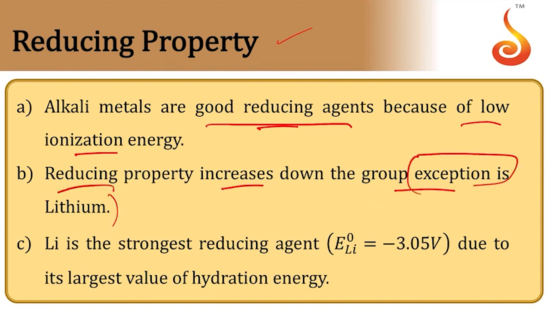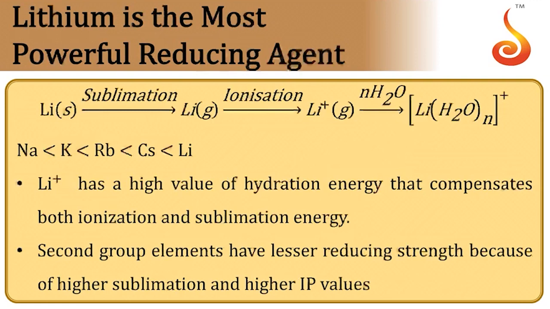And here the exception is lithium. Lithium has a higher reducing property. So lithium is the strongest reducing agent, and that is because of its largest hydration energy. So alkali metals are good reducing agents, and reducing strength increases down the group, but the only exception is lithium. Lithium has higher reducing strength. That is because of its higher hydration enthalpy values.